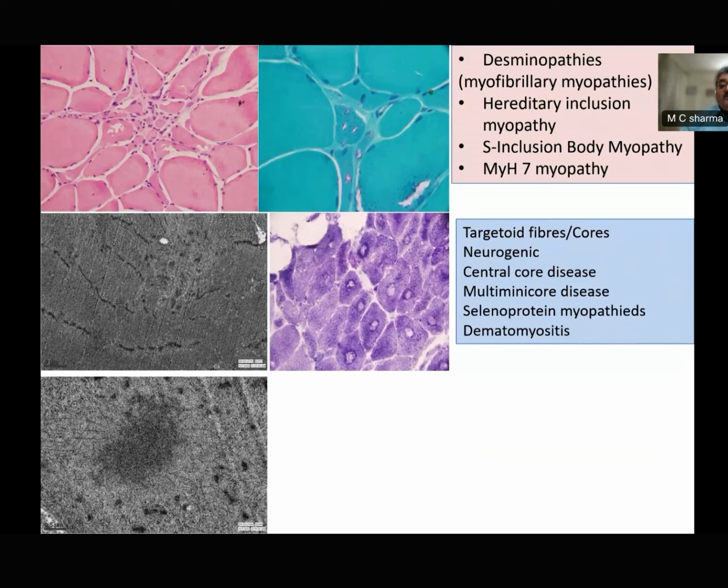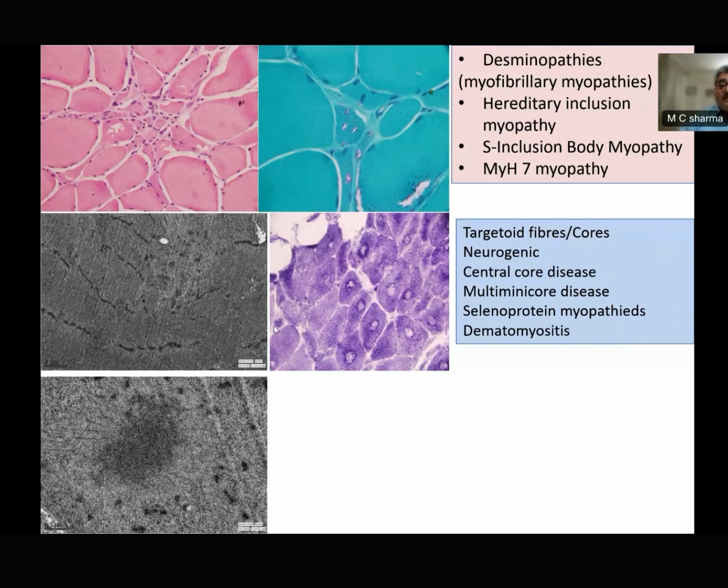Now, one of the problems of morphology is, for example, this muscle biopsy. There are these rimmed vacuoles. Now, if you look at a rimmed vacuole like this, there are many causes today. Hereditary inclusion body myopathy, sporadic inclusion body myositis, some of the calpainopathies. So now one has to see the other features. For example, in sporadic inclusion body myositis, there is inflammation. There is CD8 positive cell. In hereditary inclusion body myopathy, you don't get the inflammation. But similar changes can be seen in many diseases.